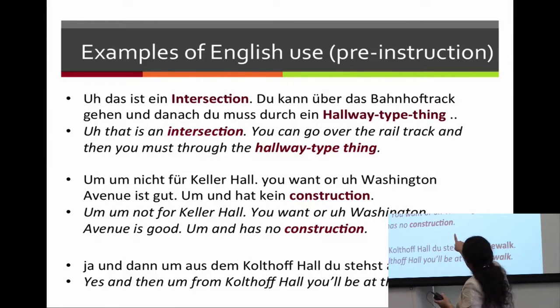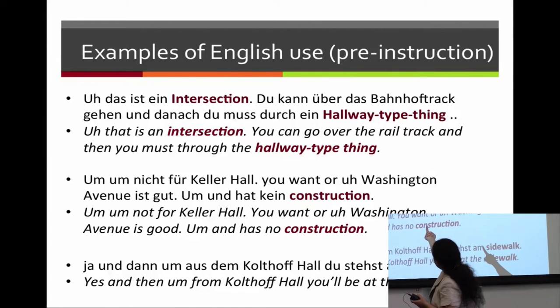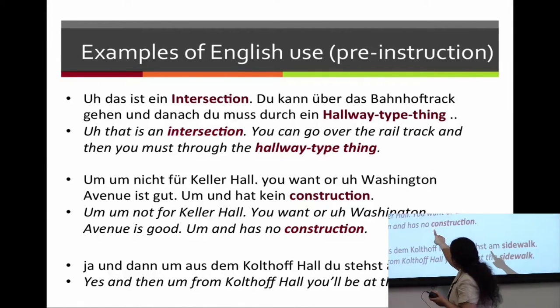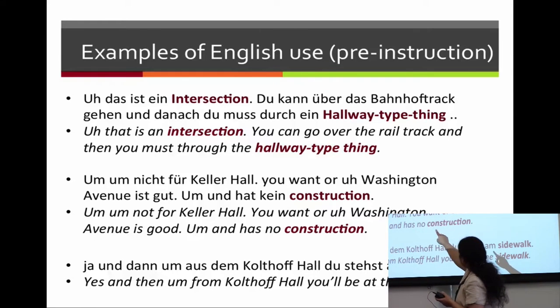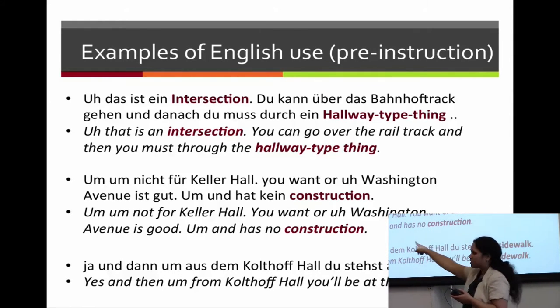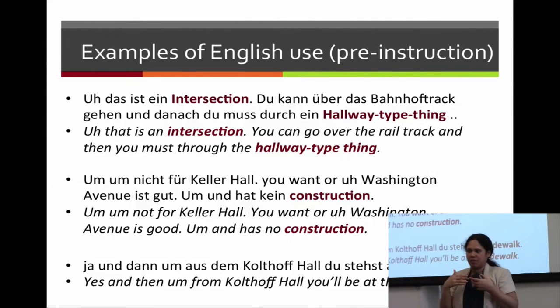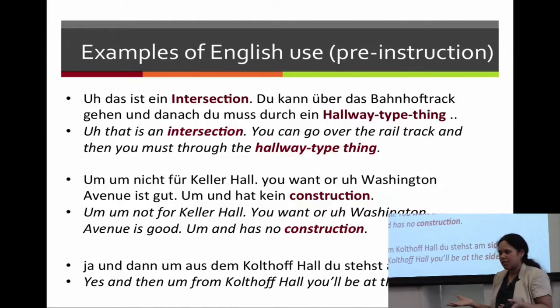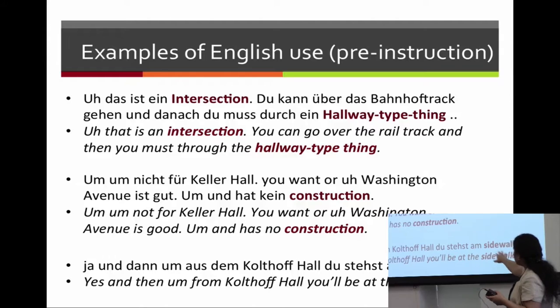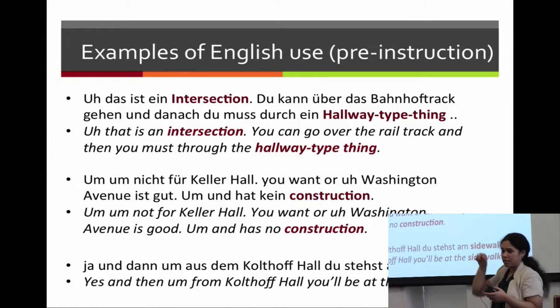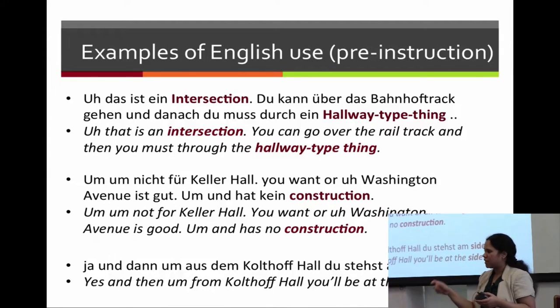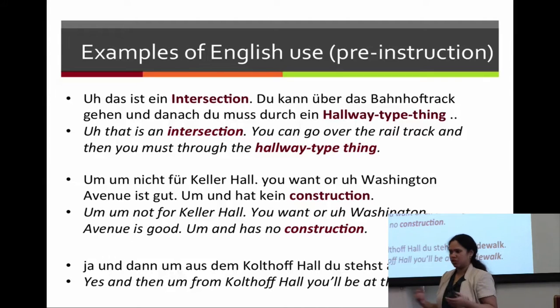Now notice something here. In the second example, look at the German version. She starts by using English. She says, you want, and then switches immediately to German saying, Washington Avenue ist gut. So what we believe happened there is whenever they are confident or they believe they can say something in German, they tried it out. But when they think they don't know how to say it, or when they think they don't know the word for it in German, they give up. They just use the English word there.